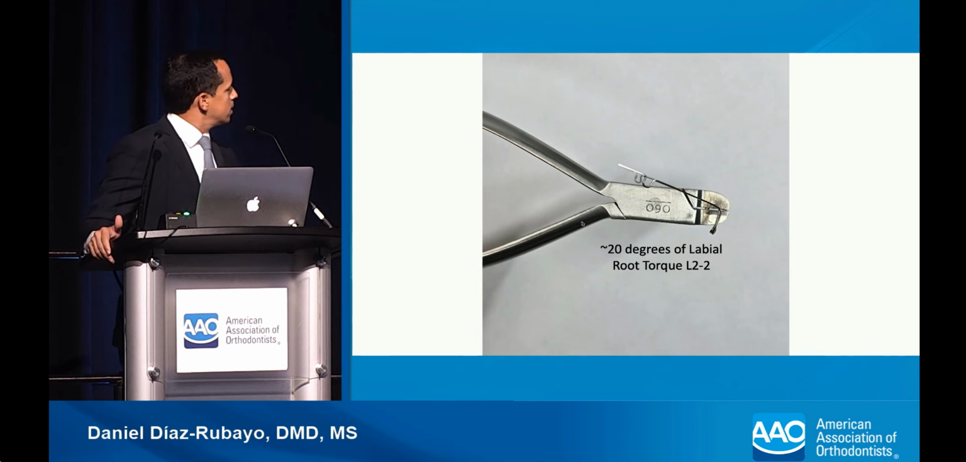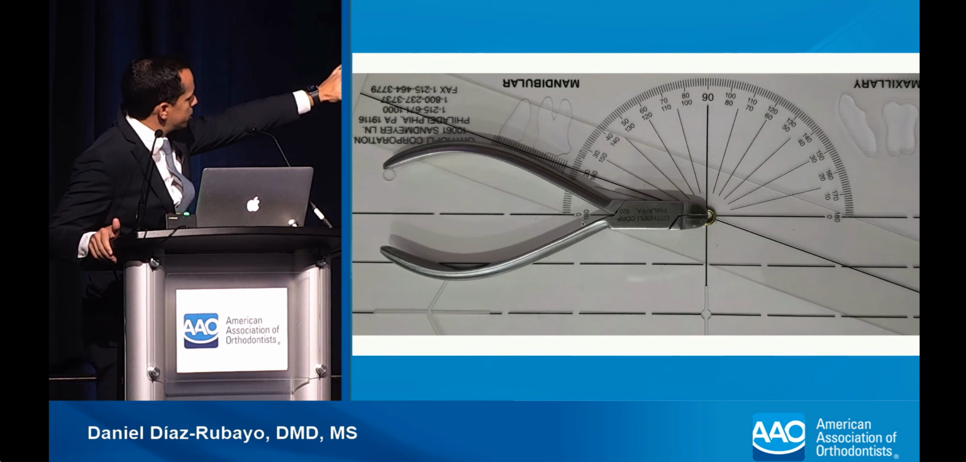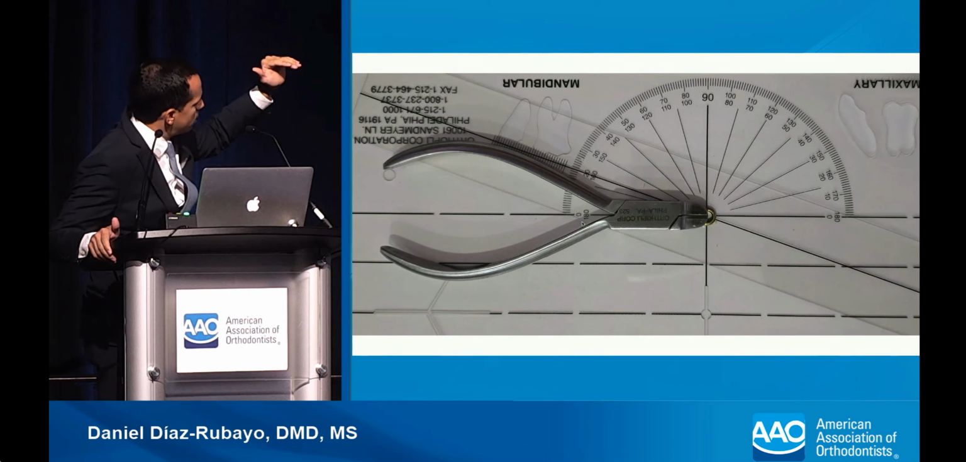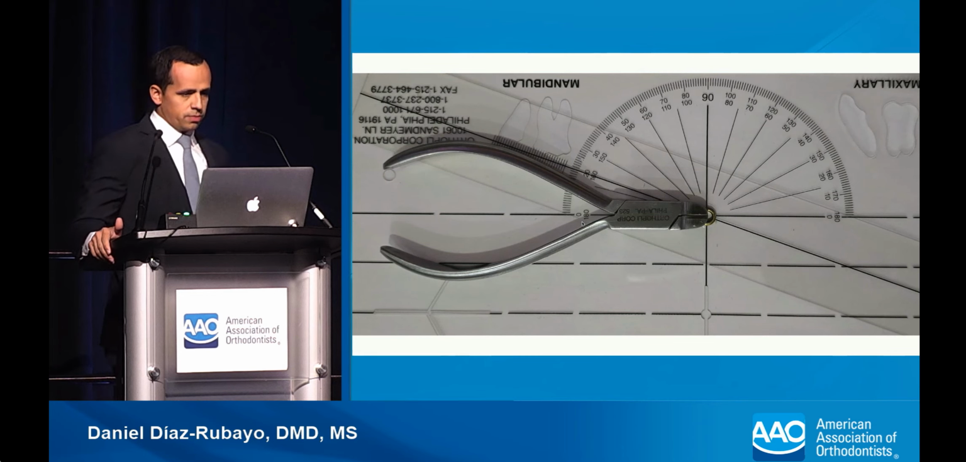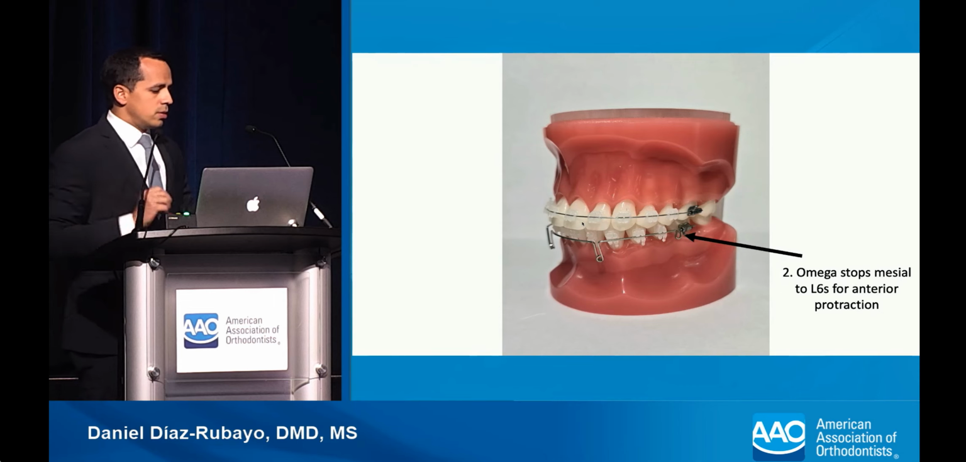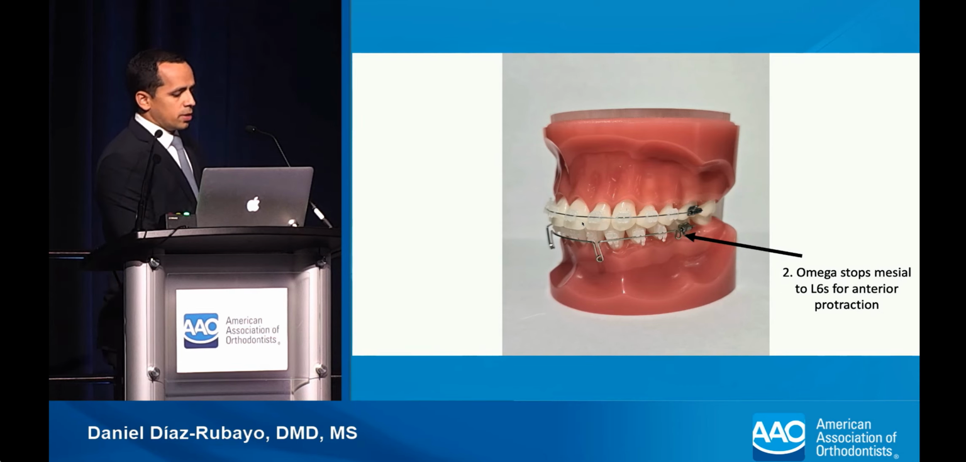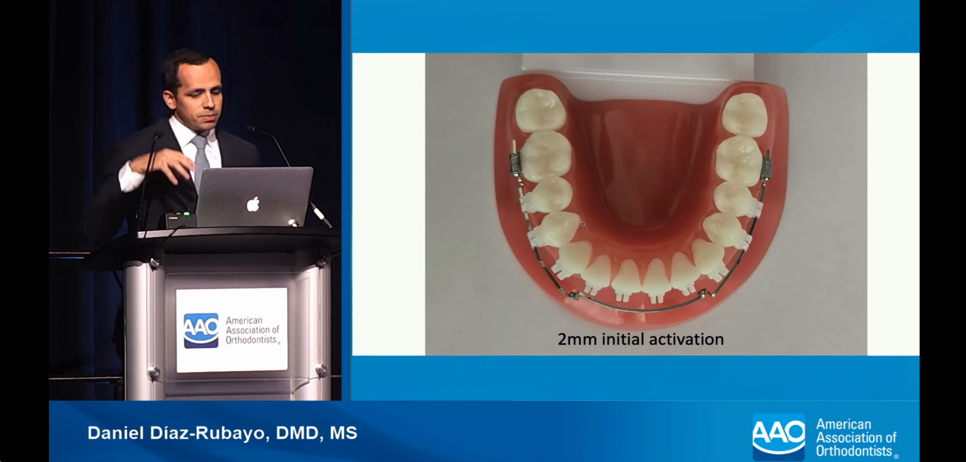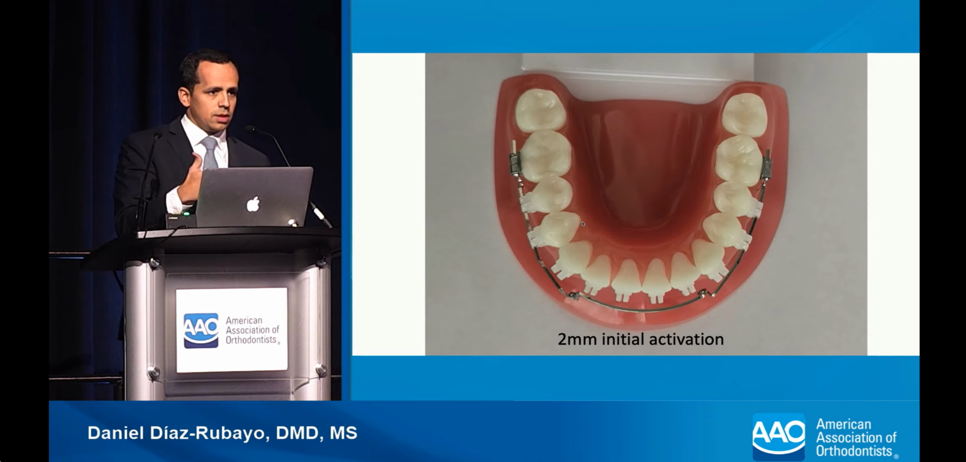Okay? I wanted to bring you guys this picture so you can see how much you go above the handle of the plier, right above it, tangent to it, then you get those 20 degrees. Just a quick way you can check that chair side. Then afterwards, we bend some omega stops or omega loops mesial to the lower sixes for the anterior protraction. Okay? So that wire, when you look at it from the top, it's going to be about 2 millimeters in front of the brackets. Okay? So that wire is going to pull the teeth forward.